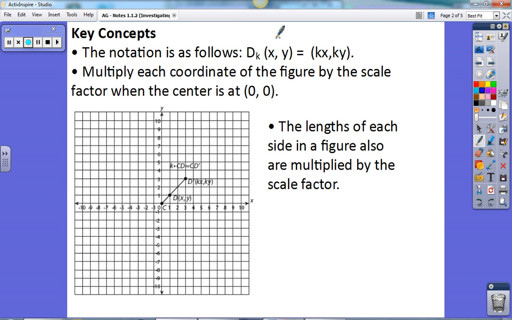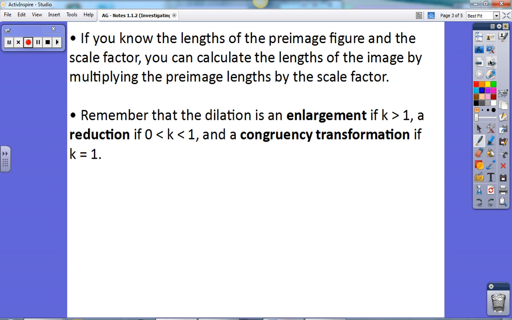A couple of key concepts from the previous lesson is the notation for dilations. K is my scale factor, so I'm just multiplying each coordinate in each vertex by the scale factor. And then notice that the lengths of each side in a figure are also multiplied. So here we have our coordinate and then our new coordinate that's been dilated, but also the length of CD has been multiplied to give us the length of CD prime. If I know the lengths of the pre-image, then I can calculate the lengths of the image.